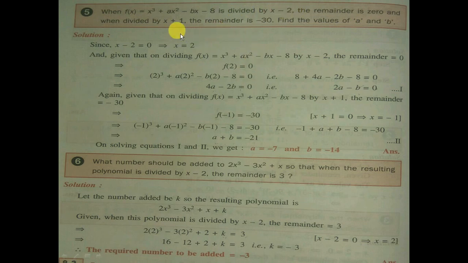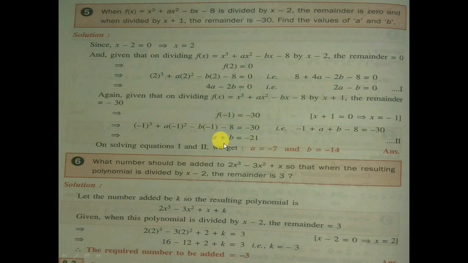When you divide by x minus 1, x plus 1 is equal to 0, x is equal to minus 1, you get the remainder as minus 30. There are two unknowns in both of them and you equate them. By adding, I feel it's better. Minus b plus b will get cut. 2a plus 1a is 3a. 3a is equal to minus 21, means a is equal to minus 21 by 3, which is equal to minus 7.